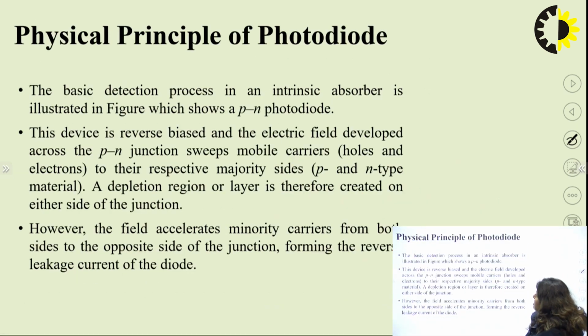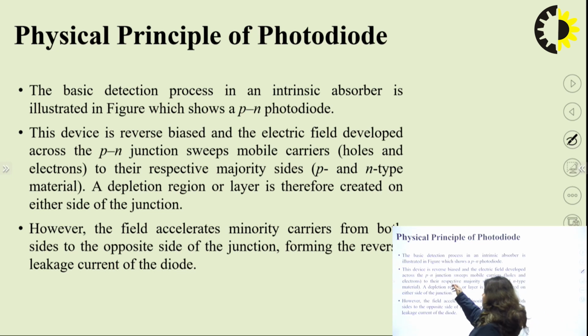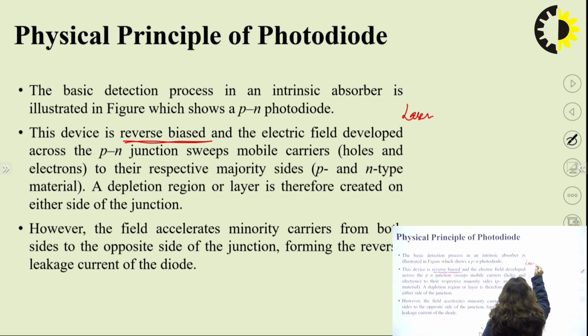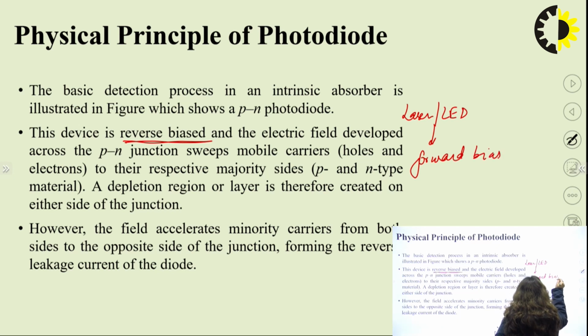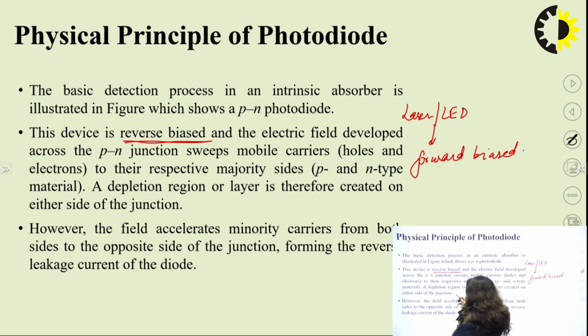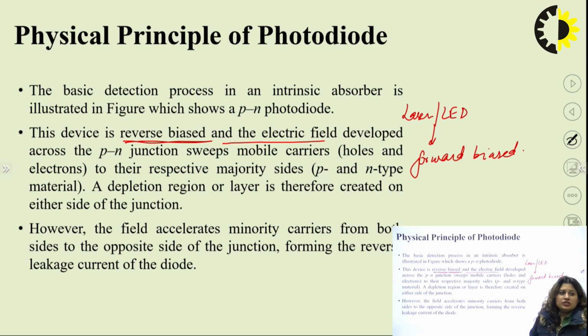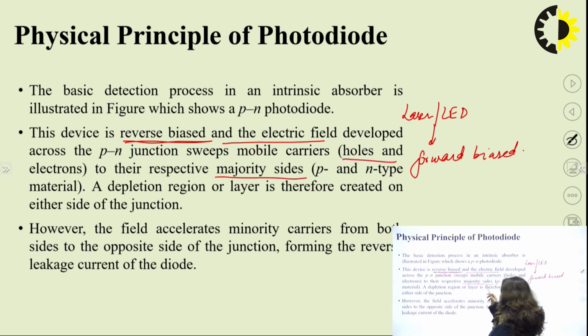The physical principle of a photodiode is based on the PN junction diode. This device is reverse biased, and this is an important point. In the case of lasers and LEDs, these work in forward bias, but the detector works in reverse bias, and the electric field developed across the PN junction sweeps mobile carriers, holes and electrons, to their respective majority sites.